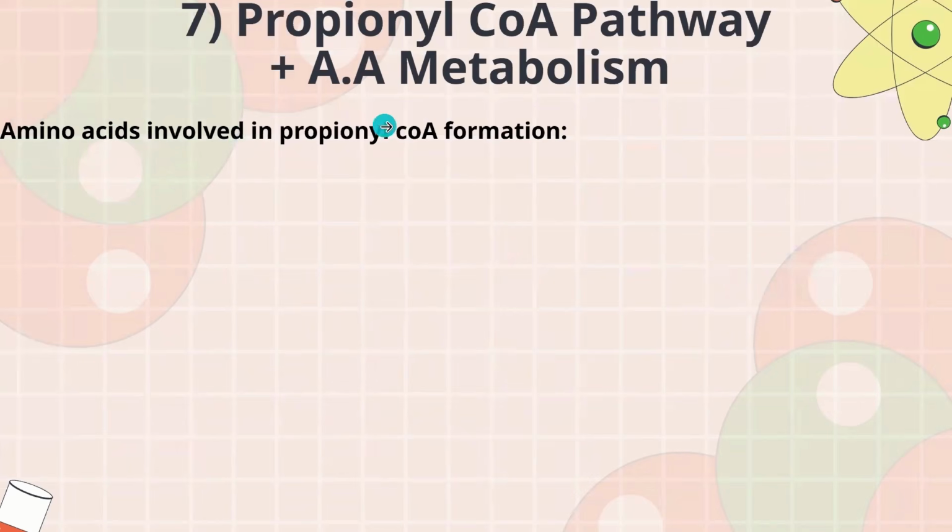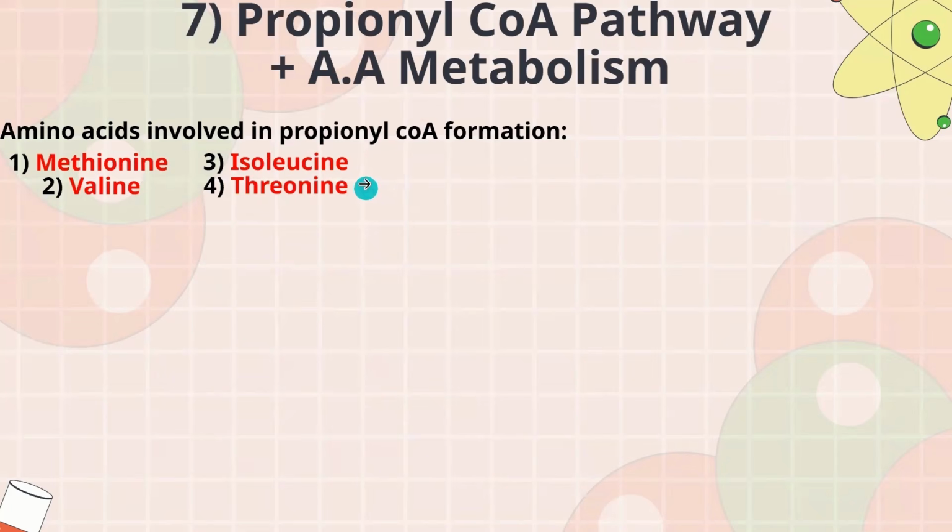So the amino acids involved in the formation of propionyl CoA, there are four amino acids that are going to be eventually degraded, right? They're methionine, valine, isoleucine, and threonine. I don't really have a mnemonic for this. Maybe you could say MIT is very good, very V valine. So I just made it on the spot.